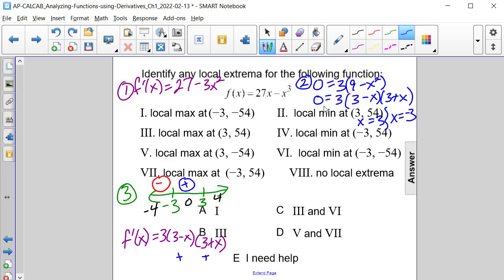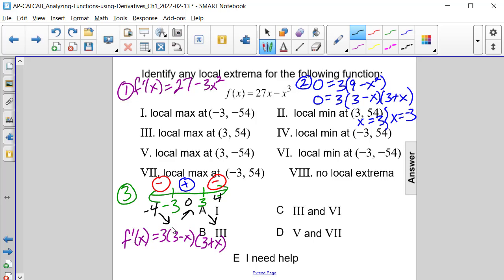And now if we substitute 4 in for our x values, we will have 3 minus 4, which is negative 1, and 3 plus 4, which is 7. So we have a positive times a negative times a positive, so that will be negative. So that means it is decreasing. So our function is going to look something like this. So it's decreasing, then it's increasing, then it's decreasing.